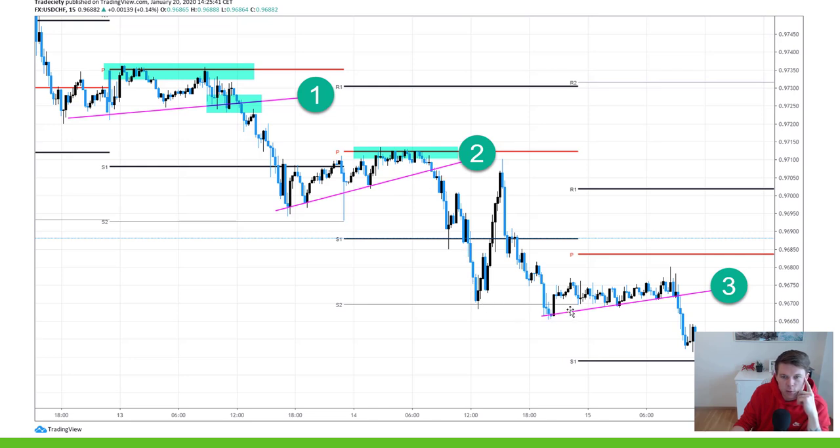And on the next day, the trend was even stronger to the downside. The market was not able to pull into the pivot point and stayed below it. We have another trend line, and the market completely sold off again.